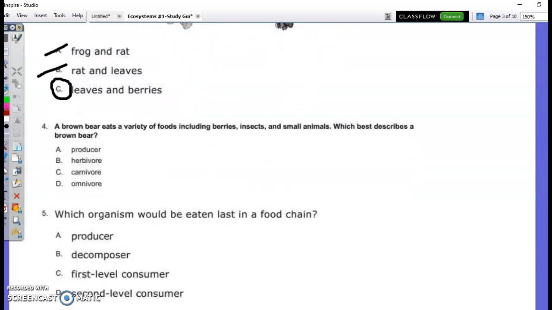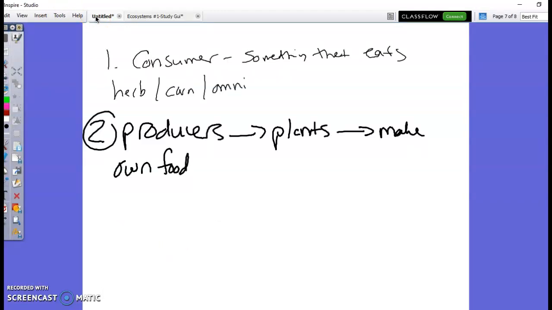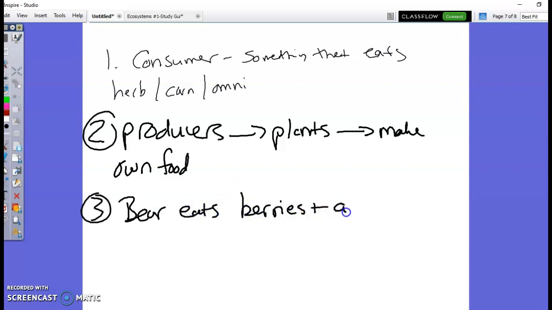A brown bear eats a variety of foods. They eat berries, insects, and animals. Okay, I go back to my blank sheet of paper. So a bear eats berries and animals. And I think to myself, I've talked about that before. It's a consumer of some sort because it eats, right?